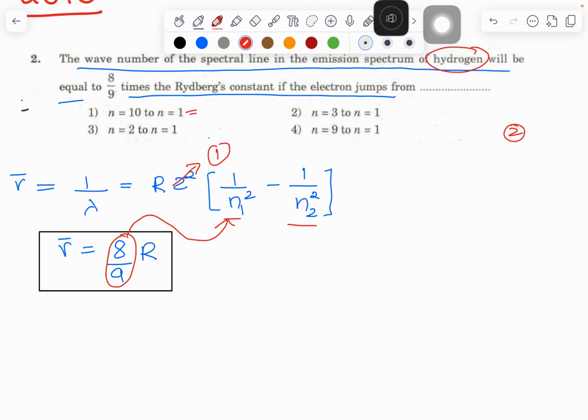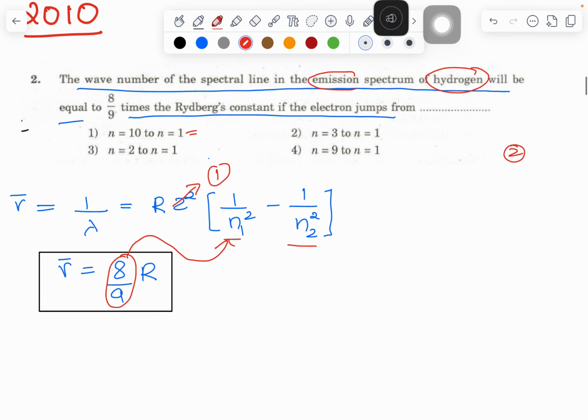So first one is n. Now here n1 and n2, if you see, it is emitted, so an electron was in a higher state. This is the ground state, n1 is equal to 1. Let's imagine the electron is here, present in n is equal to 3. They take this as n2.